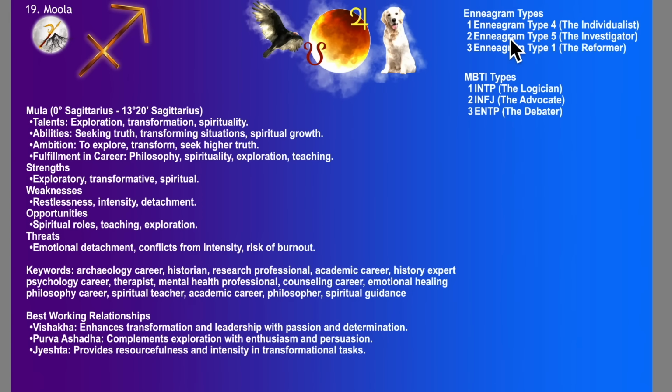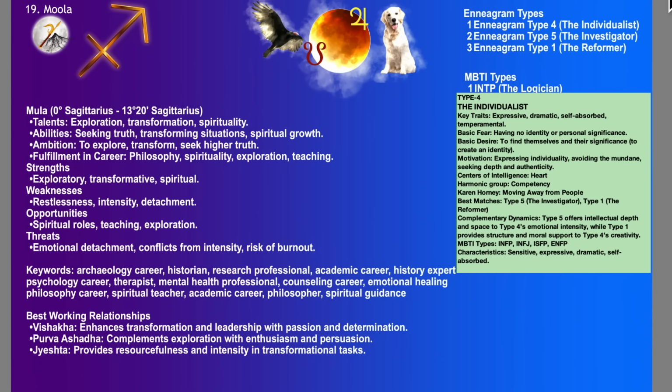And if you don't know what your Enneagram type is or what your MBTI type is, you can go to another playlist where I have made free Excel sheets for you to download from my Google Drive. Download it, take it for yourself, and come back to this, and then check where Mula Nakshatra is playing in your chart, if it is in D1 or D10, Lord of the first, Lord of the 10th, and the nakshatras thereof.